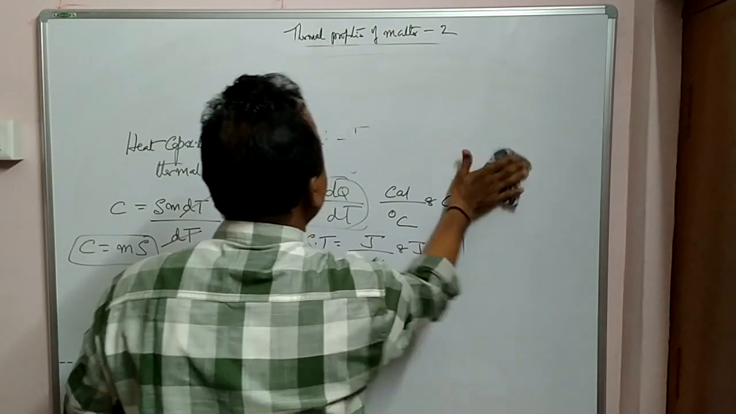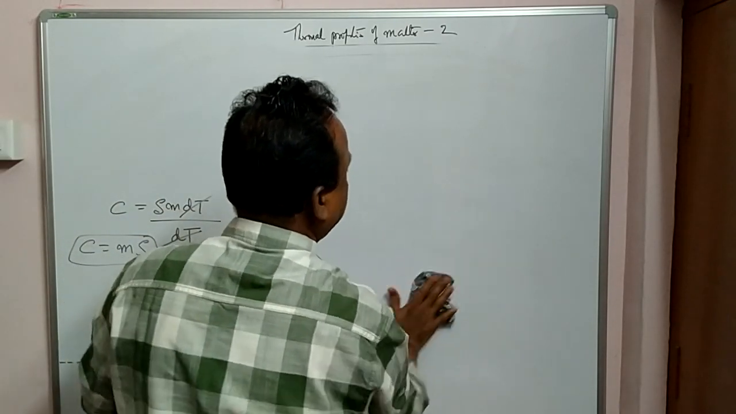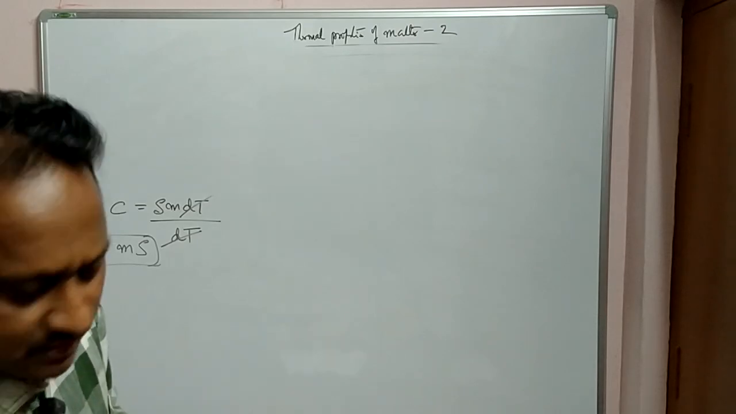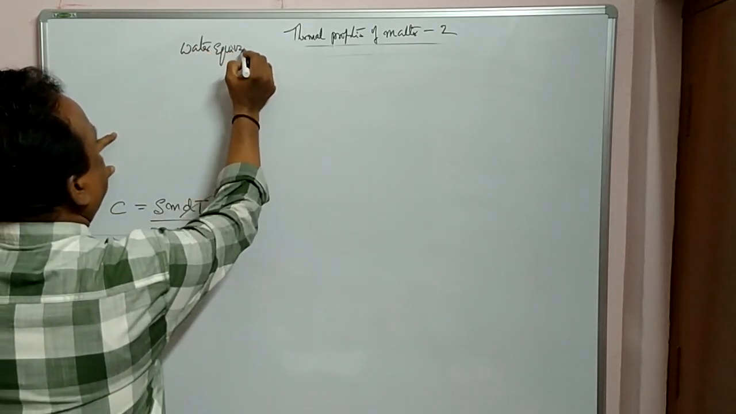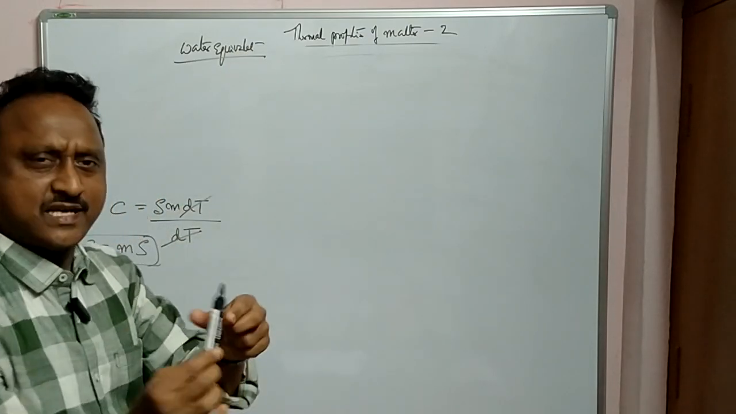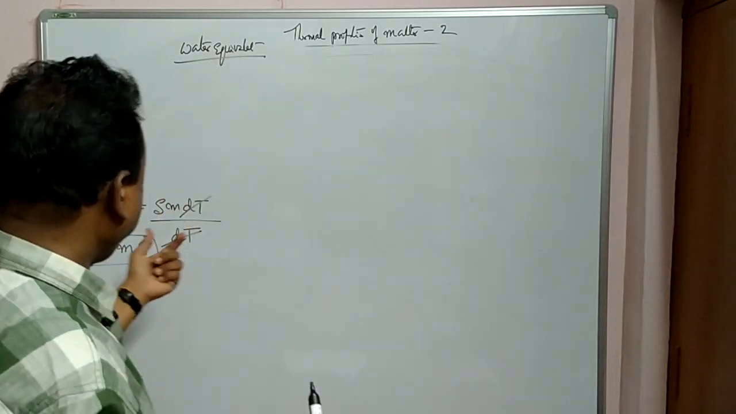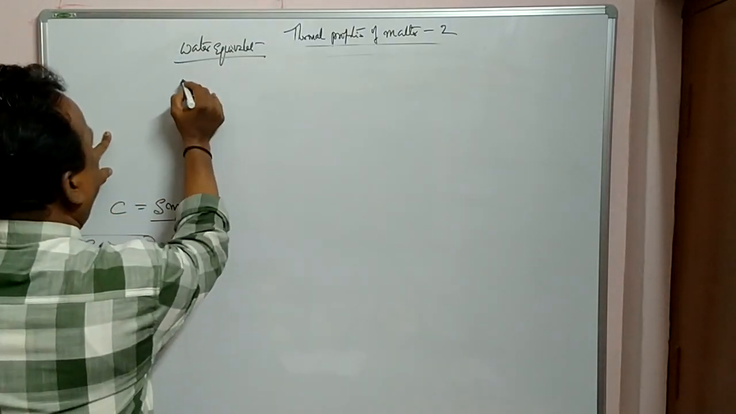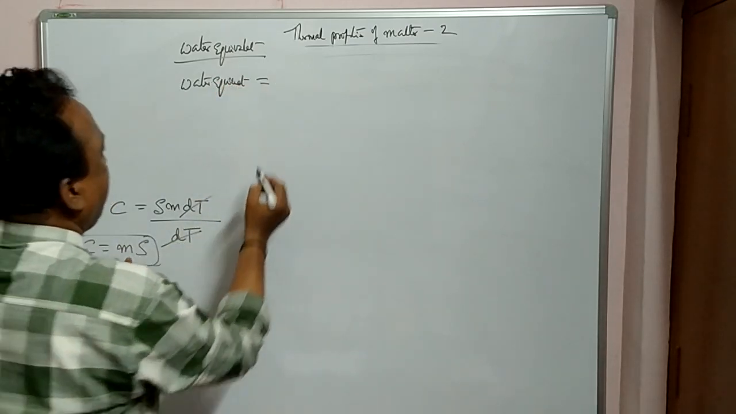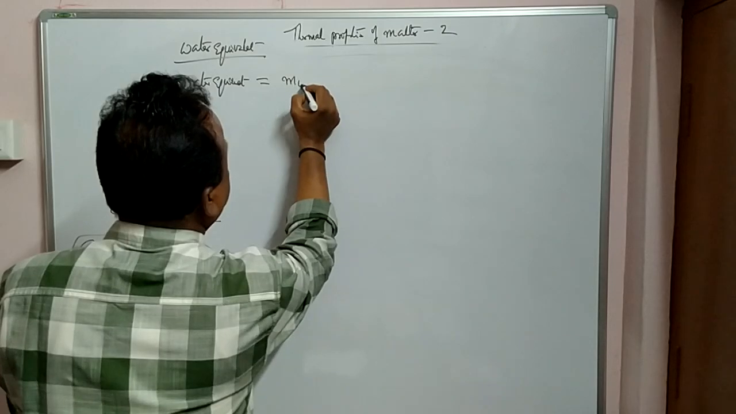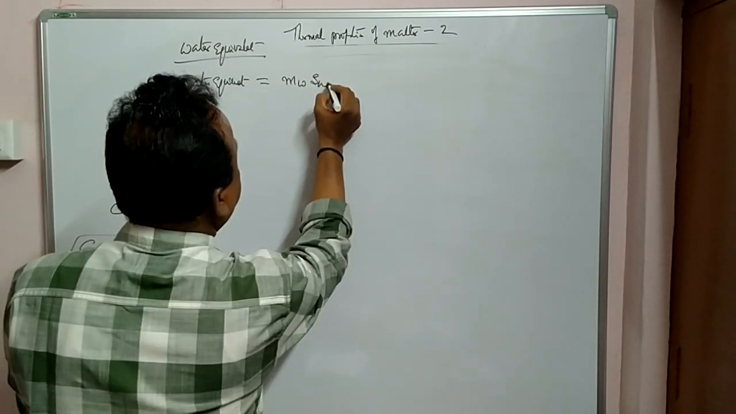Water equivalent. Okay? Generally in some cases they will be asking water equivalent. What is water equivalent? For example, there is a sketch paper, a body. So how do we find its water equivalent? Let us see. Water equivalent is nothing but the mass of the water into the specific heat of the water. Okay? Specific heat of the water.